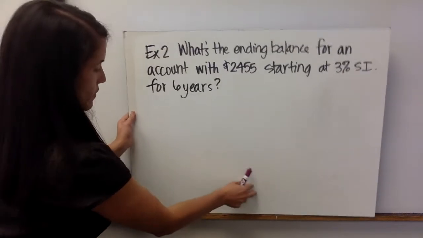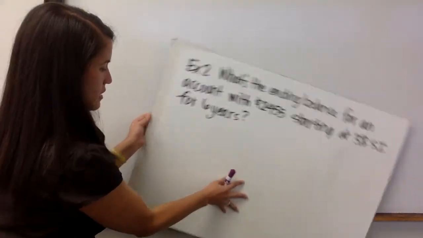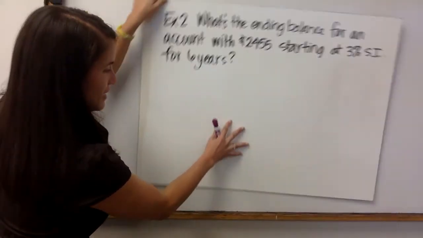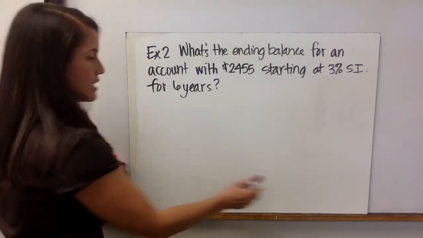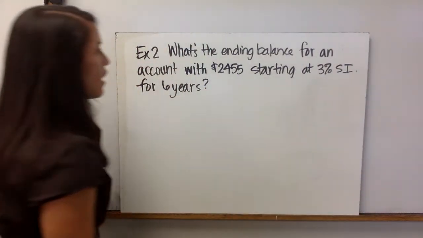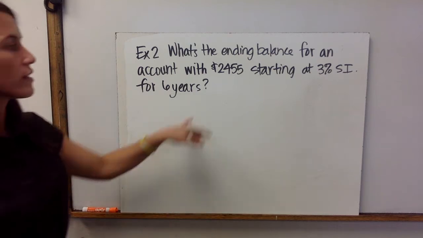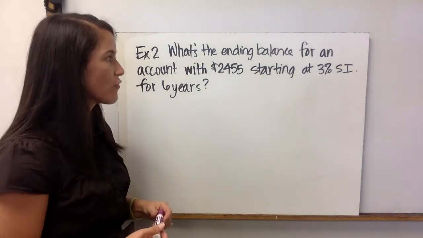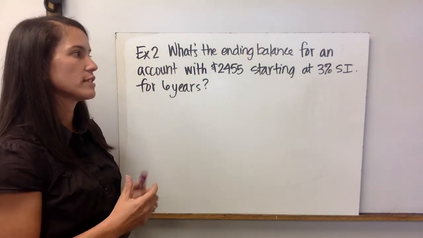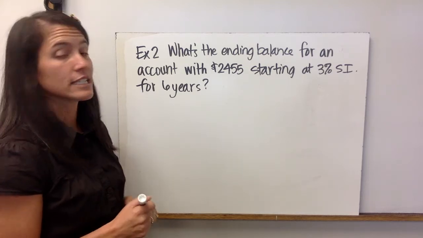Example 2. All right, what's the ending balance for an account with $2,455 starting at 3% simple interest for 6 years?